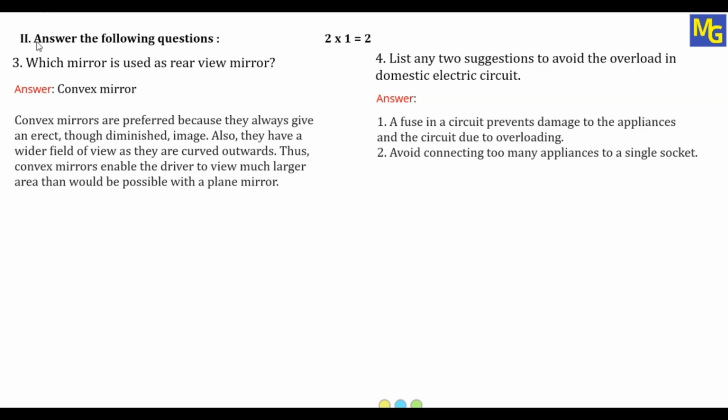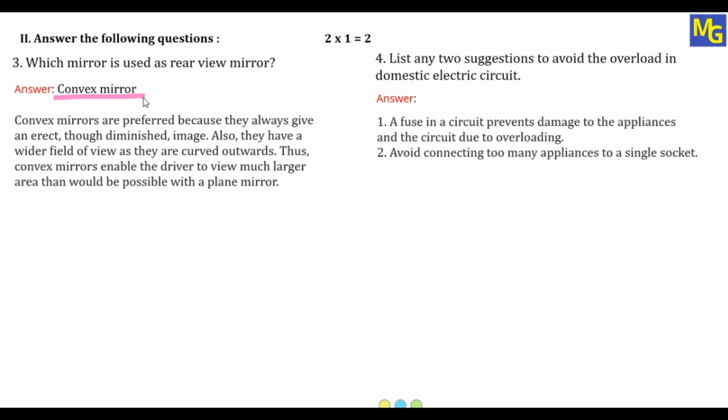Now, section 2, that is, answer the following questions. This section carries a total of 2 marks. So question number 3, which mirror is used as a rear view mirror? The mirror which is used in our vehicles. So here we have to tell which mirror is used in vehicles, and the answer is convex mirror.